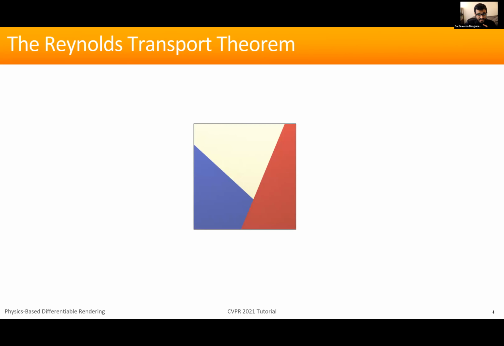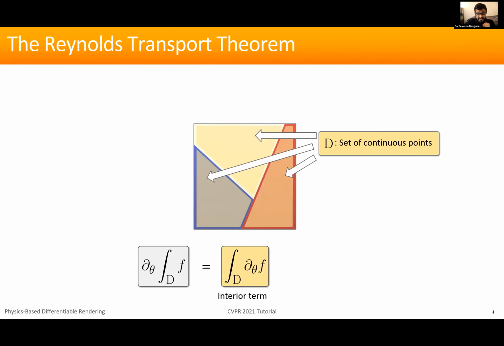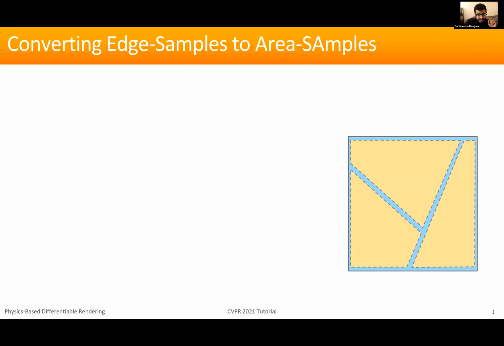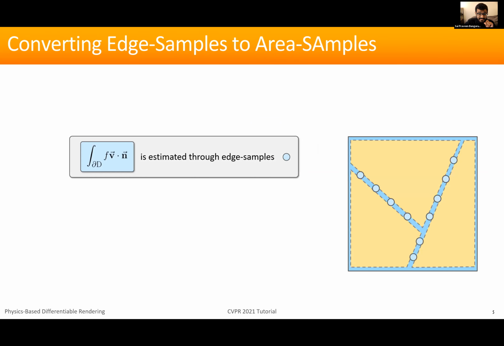Now, as Shuang and Yanis have already covered, but I will recap here, the correct derivative of an integral can be expressed using the Reynolds transport theorem. Essentially, the derivative of an integral is the sum of two parts. The first is an integral of the derivative defined over the interior set of continuous points. And the second component is an integral over all the discontinuous points. And this captures the contribution from the change of boundaries. Now, edge sampling tries to estimate this term by generating samples on these boundaries.